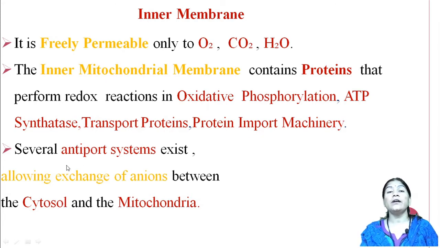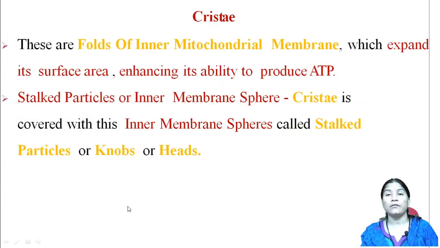Several antiport systems also exist in the inner membrane. They allow the exchange of anions between the cytosol and the mitochondria.